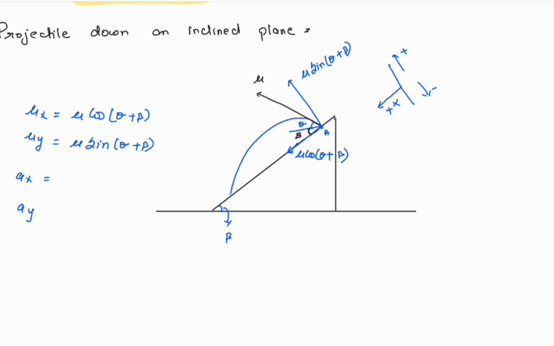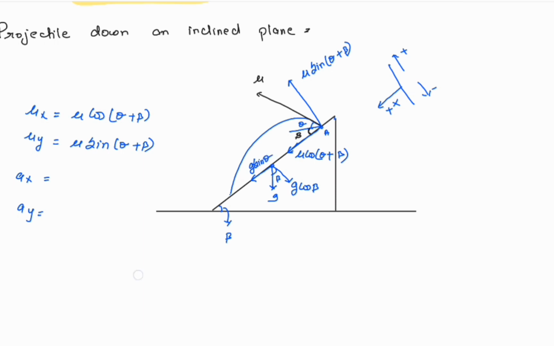Now calculate a of x and a of y in this case. This is gravity downward. It will have two components like this and like this. This angle is going to be beta. This will be g cos beta, and this is going to be g sin beta.